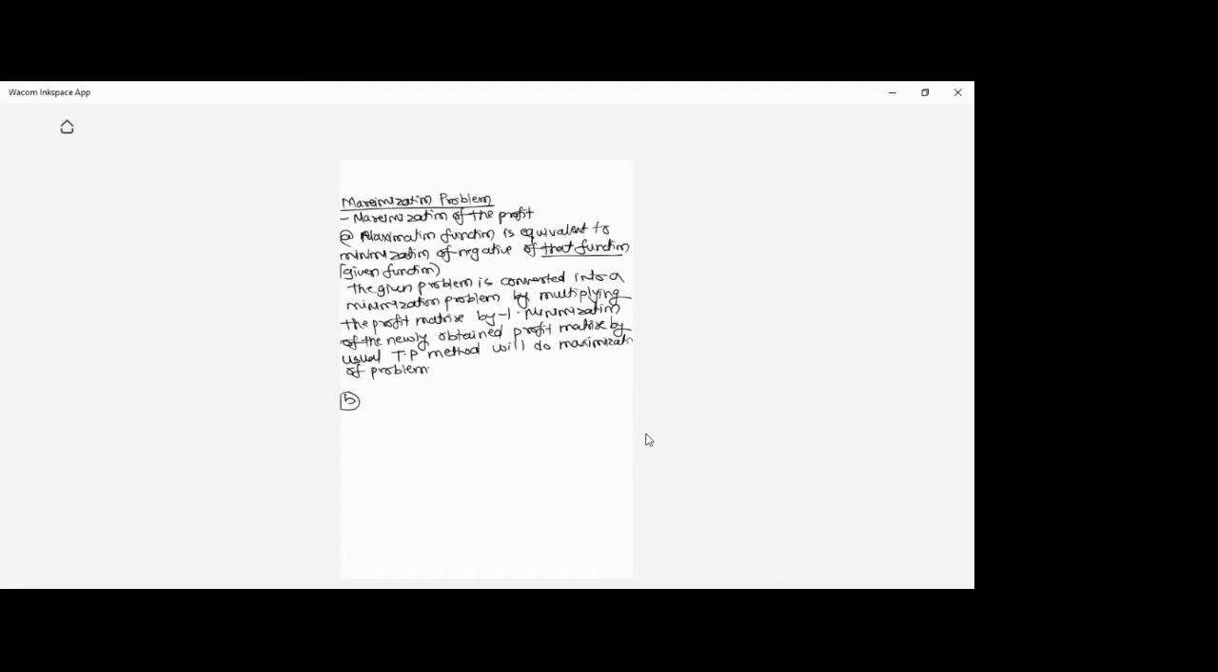Now this approach seems to be a little bit complicated. So specifically, we are going to deal with a numerical on this particular approach only, so that I'll make you understand.